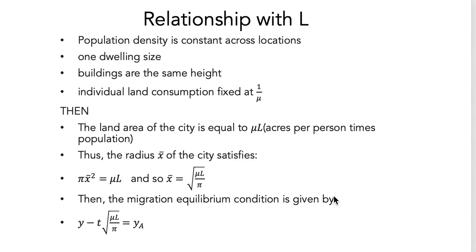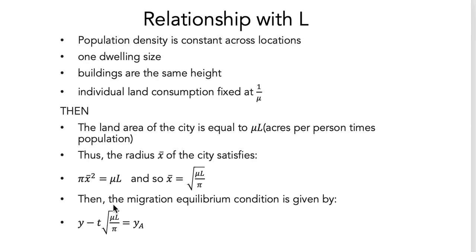And therefore, we can derive the radius of the city. The area, given by pi times x bar squared, will be equal to the land area of the city. From here, we can solve for x bar. If we divide by pi and then take the square root, this would be x bar. X bar, if you recall, is the location of the farthest house from the center. Now, the migration equilibrium condition is this: Y minus t times x bar must be equal to the income from the agricultural sector.